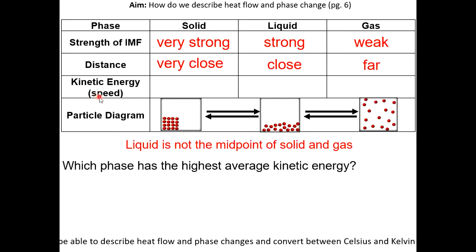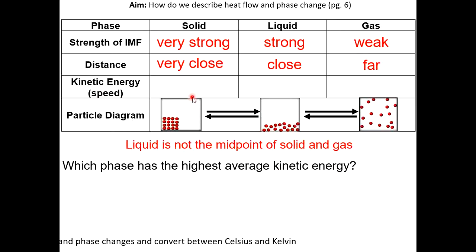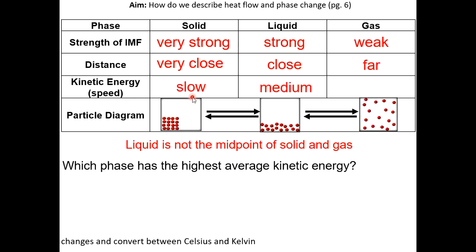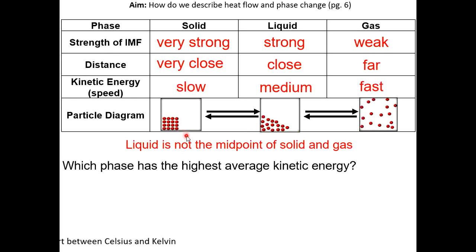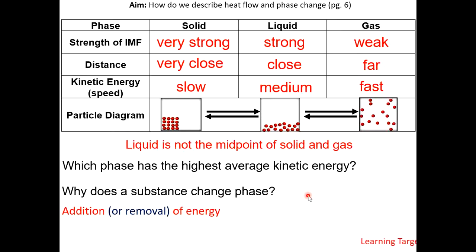For kinetic energy, you expect gas to have the highest average kinetic energy because it's moving the fastest. So for solid, it is slow, liquid is medium, and gas is fast. And here are the particle diagrams of solid, liquid, and gas. Why does a substance change phases? When you add or remove energy.